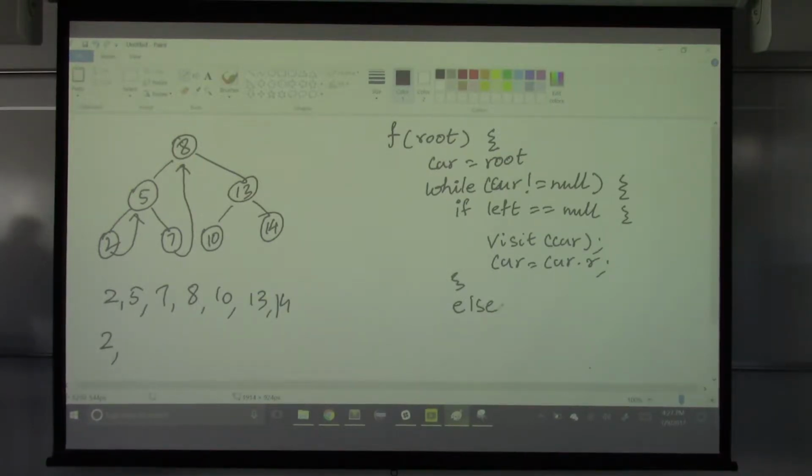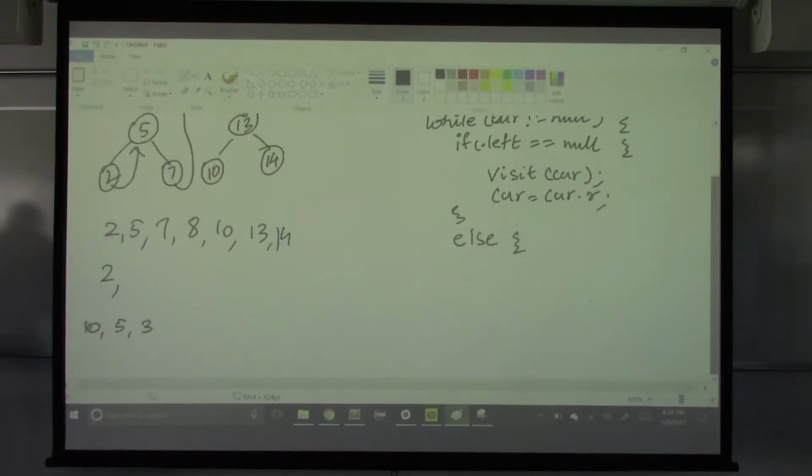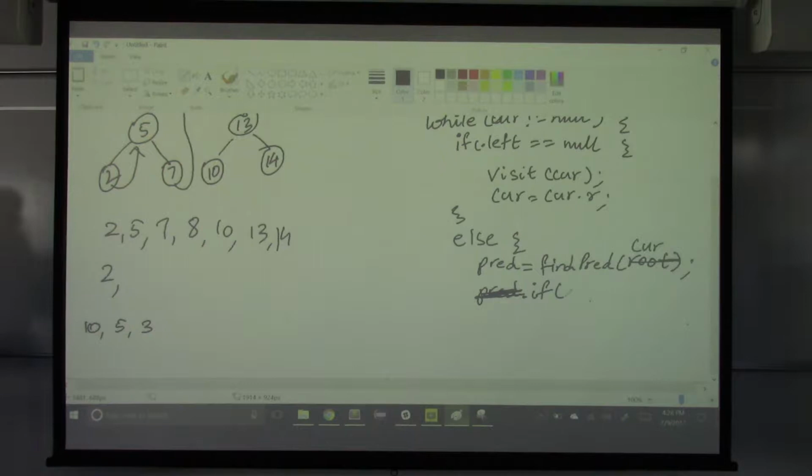If cur dot left is not null, then I find the predecessor, find pred of cur. Okay, so here there's two things. I find the predecessor, and the predecessor's right could either be null or it could be pointing to me, right? So if the predecessor's right is null, that means I did not do this wiring. So I just do this wiring. So pred dot right equals cur, and then I just visit the left.